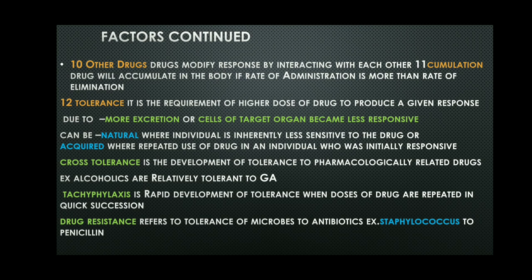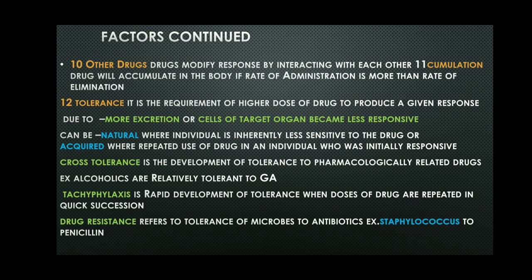And what happens in acquired? There is repeated use of the drug in an individual who was initially responsive. So tolerance can be natural, where it is naturally present, or acquired, where repeated use of the drug is there in an individual who was initially responsive, but now is not able to give that much response which it used to give earlier, right?